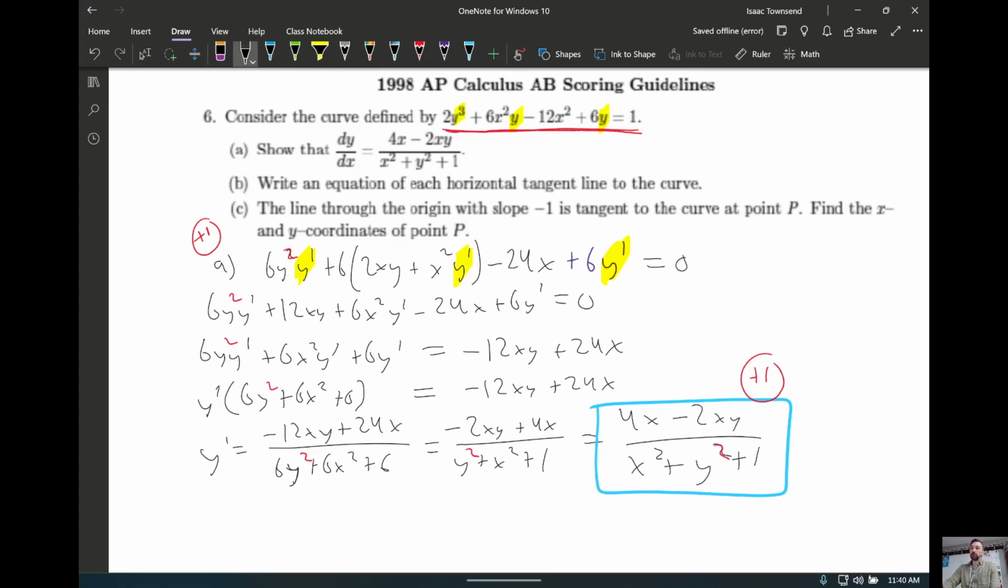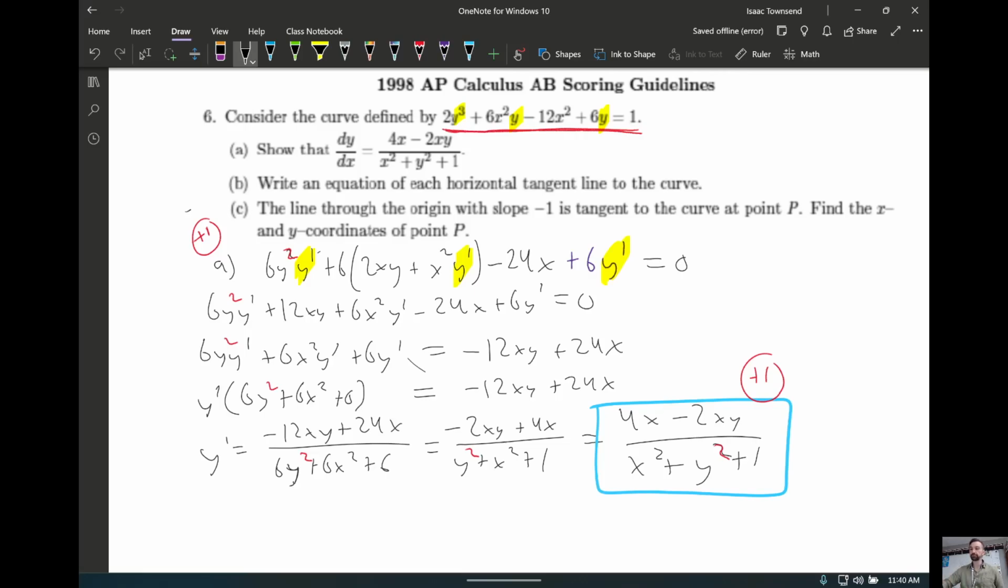Okay, so we already did part A. We took the derivative of this big equation. Notice I highlighted all of our y primes. Every time we took the derivative of y, we did a y prime. So we already did that last time. But one of the 9 FRQ points comes from just this first step, showing that you know to do implicit. And then the second point comes from making sure all of your work makes it come out to what they say.